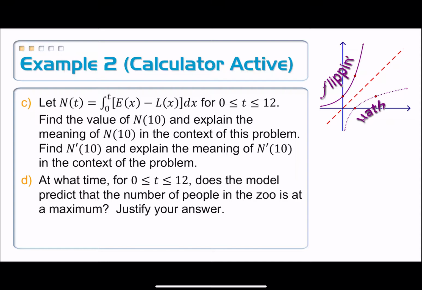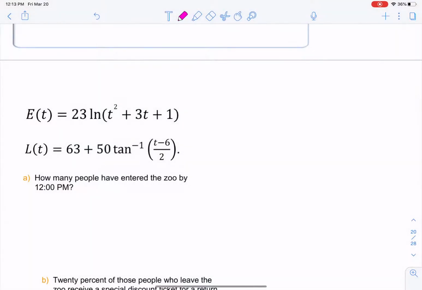And then finally, part D, at what time between 0 and 12 does the model predict the number of people in the zoo is at a maximum? Justify your answer. Closed interval test, candidates test, however you want to phrase it. So let's take a look.